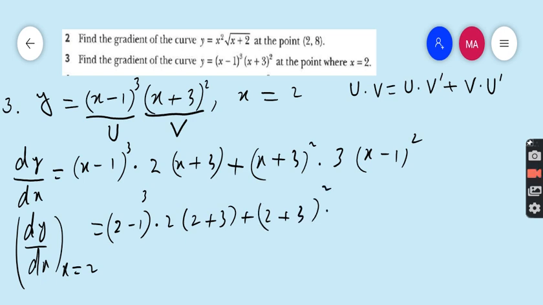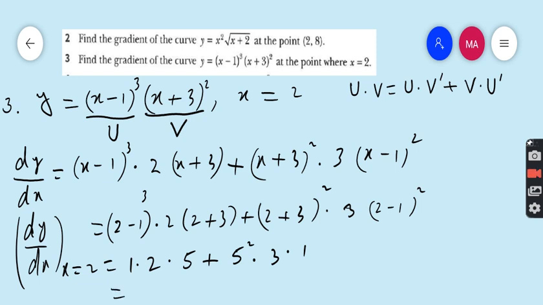square dot 3 (2 minus 1) square. So 2 minus 1 is 1, 1 cube is 1 dot 2, 2 plus 3 is 5. Kindly keep in mind dot means multiply. 2 plus 3 is 5, square dot 3. 2 minus 1 is 1, 1 square is 1.